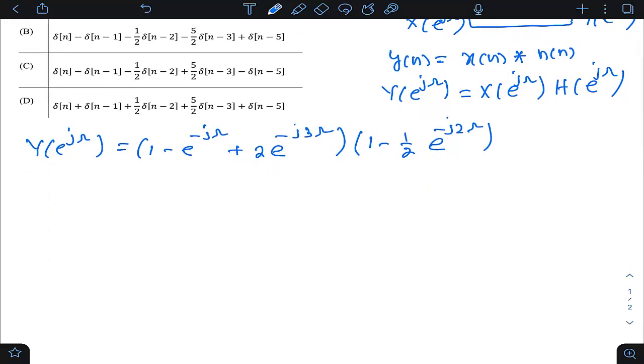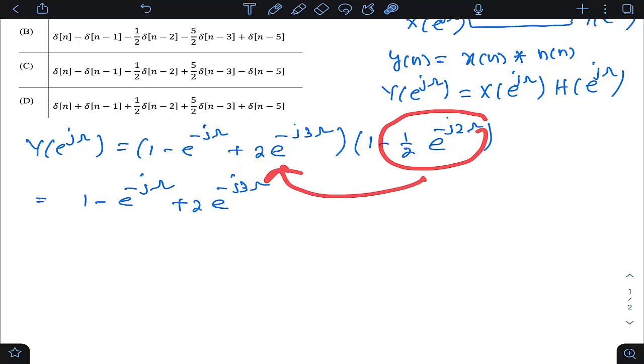So if we simplify this, so this will be how much? Okay, so it is 1 into this much, so 1 minus e raised to power minus j omega plus 2 into e raised to power minus j3 omega. So I have multiplied this 1 with this entire term, then I'll be multiplying this factor with this entire term.